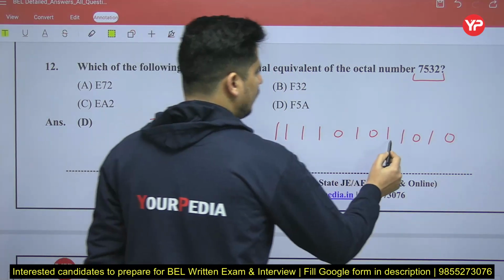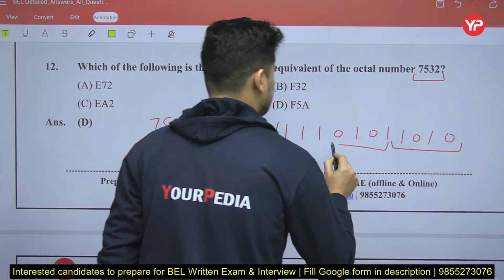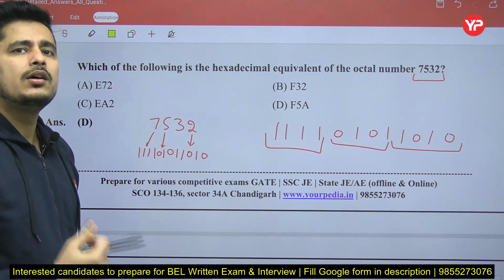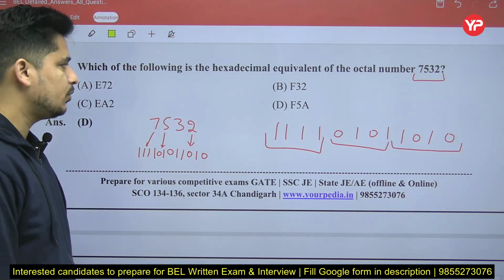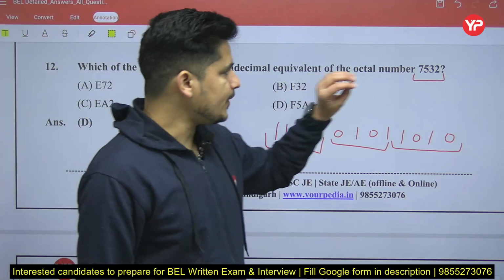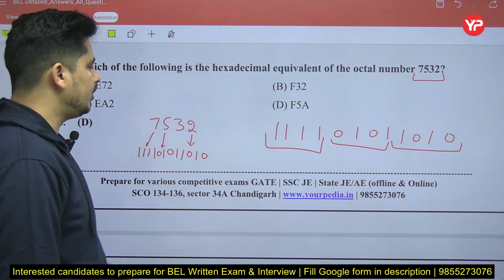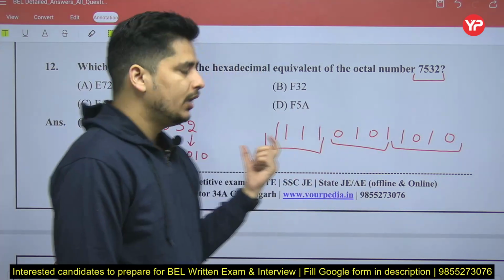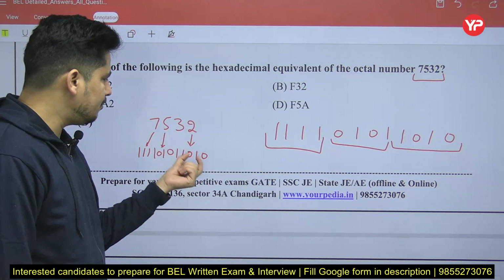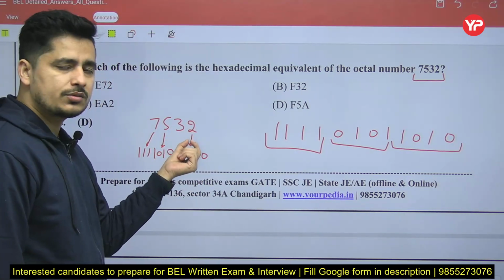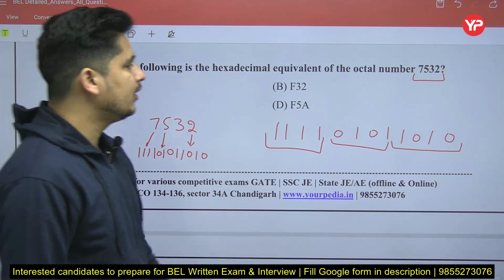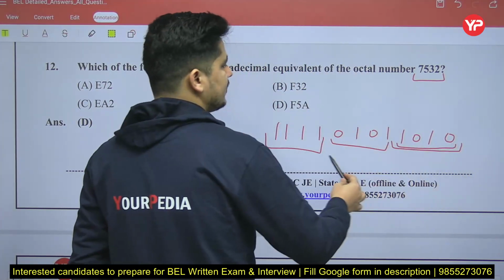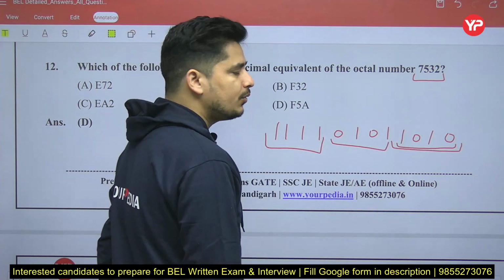So make a group of 4 to go for the hexadecimal number. First, you have an octal number, convert that octal number into binary. To convert that octal number into binary, you have to write the 3-bit binary number corresponding to each digit. Then you can make a group of 4 from the left hand side to convert that number back into hexadecimal.